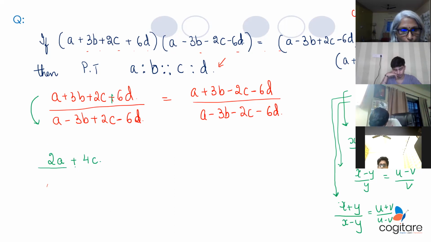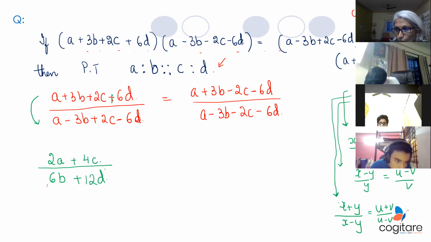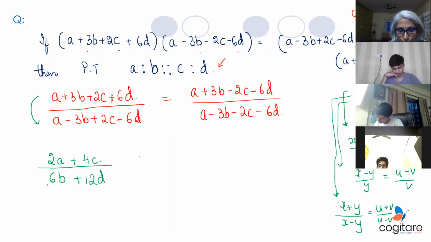Clear? Denominator, subtract. a minus a cancel each other, plus 3b minus of minus 3b is 6b. 2c cancel each other, plus 12d. Are you all with me so far? Yes, ma'am. Is equal to, tell me what happens this side, numerator. First you add, so you'll get 2a, 3b cancels, minus 4c.